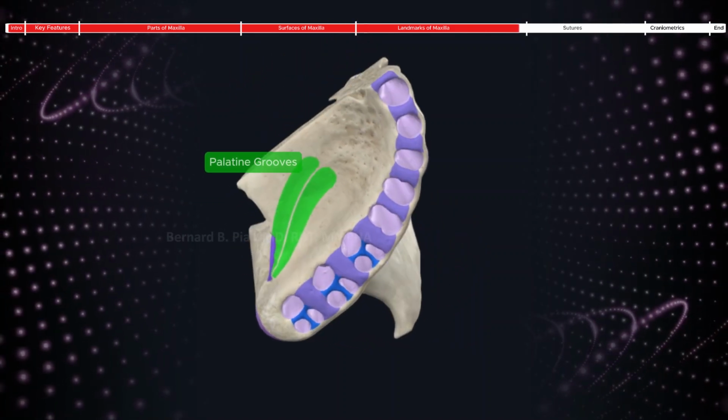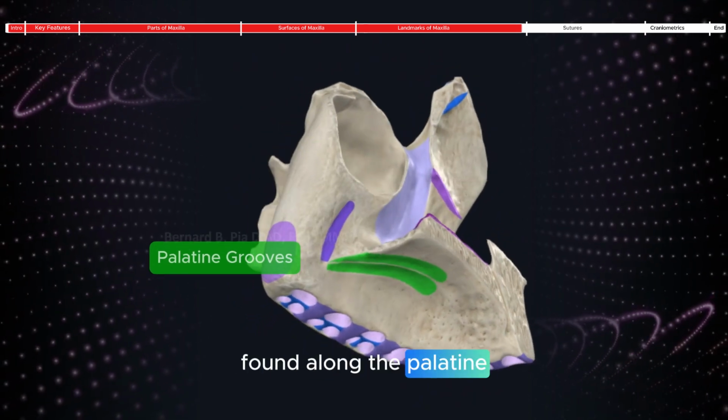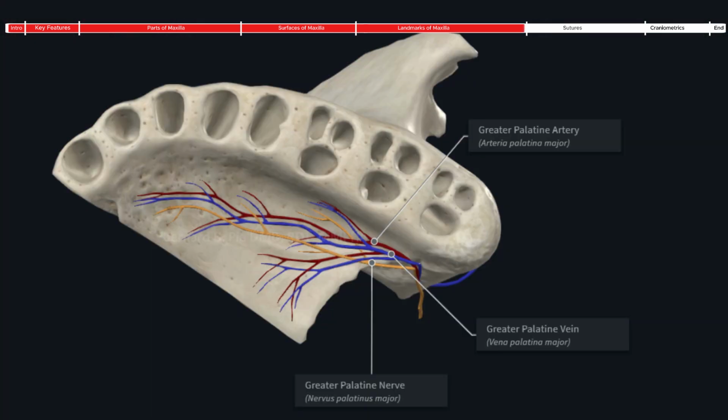15. The palatine grooves are the two curved, shallow depressions found along the palatine surface of the maxilla. The greater palatine nerve and vessels pass through these grooves.